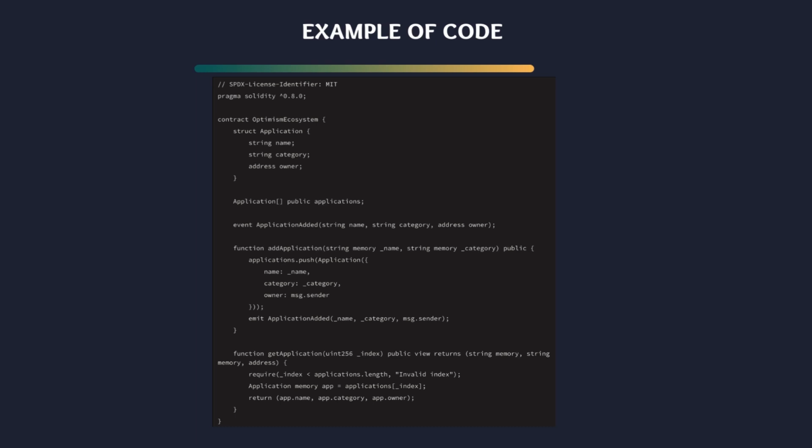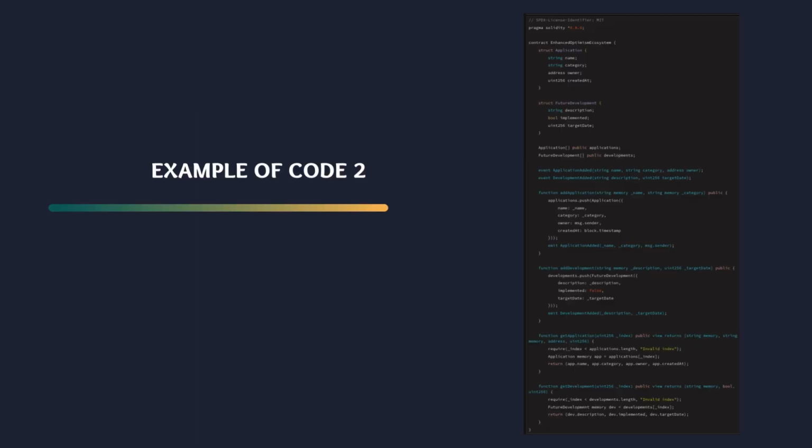The getApplication function allows users to retrieve information about a specific application by its index in the array. This simple contract illustrates how applications can be managed within the Optimism ecosystem, showcasing the ease of adding and retrieving application data. Example code 2, Enhanced Optimism Ecosystem Contract with future developments.